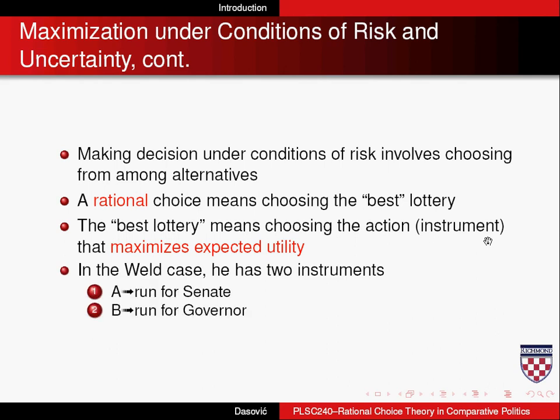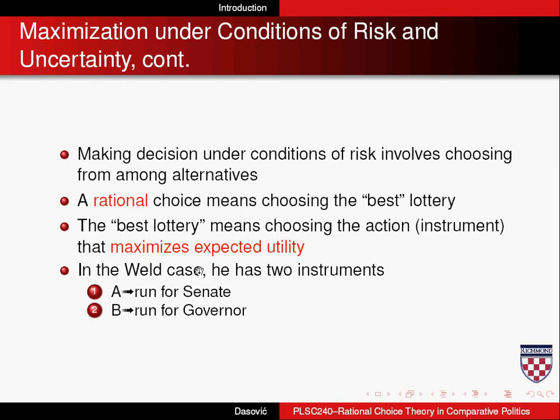So in the Weld case, he has two instruments, two potential actions. Remember, we said he can't choose to become senator. He can only choose to run for Senate. He can't choose to become governor. He can choose to run for governor, right? So he has two instruments at his disposal: A, which is run for Senate, and B, which is run for governor. So what is the choice that maximizes his expected utility?